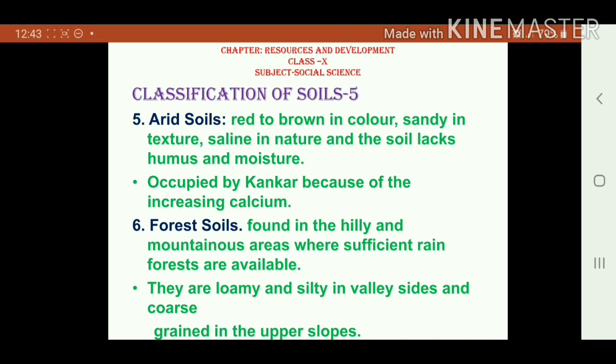Forest soil is found in hilly and mountainous areas where sufficient rain forests are available. What happens is that due to the sufficient amount of rain in those forest areas, the forest soil is found, and these are basically hilly and mountainous regions. They are loamy and silty on valley sides and coarse grained in the upper slope. Toward the valley side you will find that the character is loamy in nature. It is silty, and coarse grained means there is a certain thickness in the soil in the upper part of the soil.